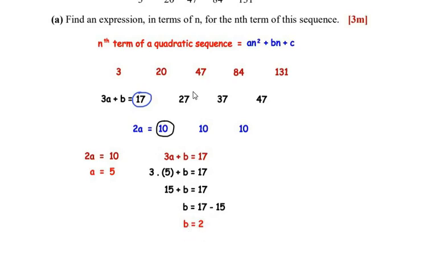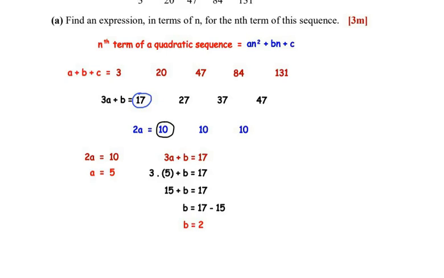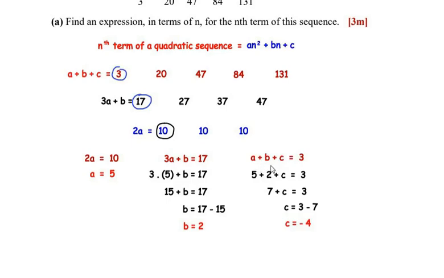Now finally, to find out the value of c, we are going to use the first sequence generated here. So the formula or equation is a plus b plus c is equal to the first term of the sequence, which is 3 in this case. Now since we have got the values of a and b, we are going to plug in their values, giving us 5 plus 2 plus c is equal to 3. Now 5 plus 2 gives us 7. So 7 plus c is equal to 3. Now taking 7 on the other side of equal to sign, we get c is equal to 3 minus 7. Giving us the value of c as negative 4.